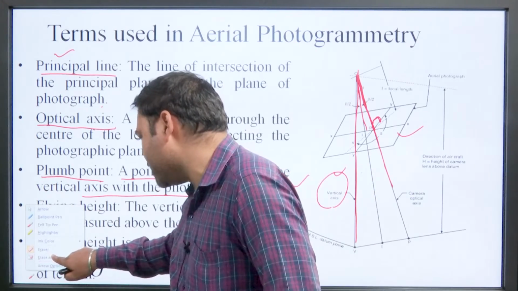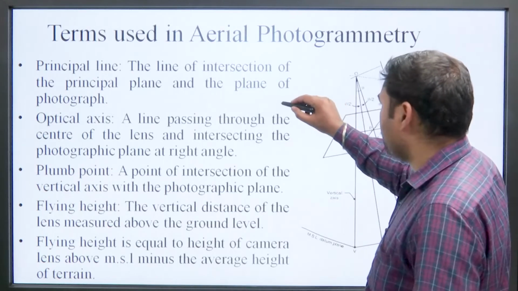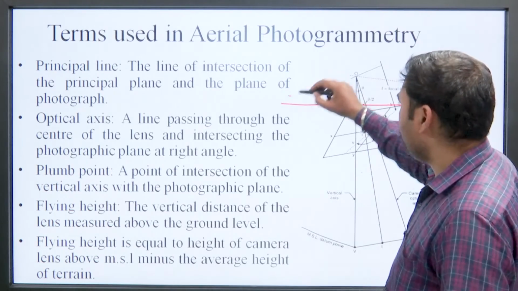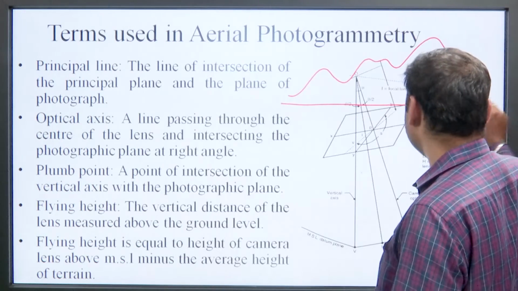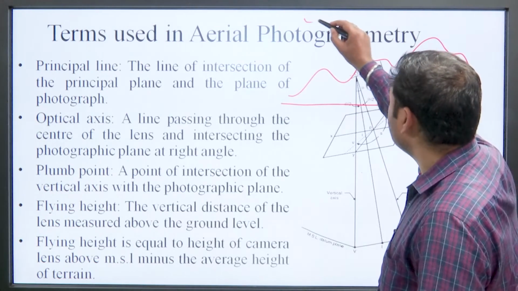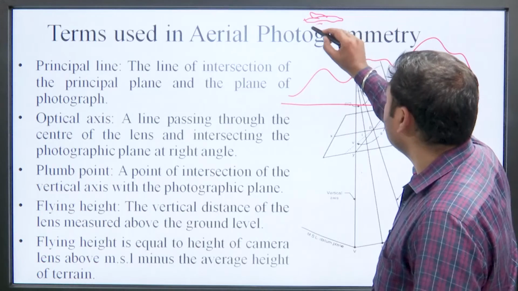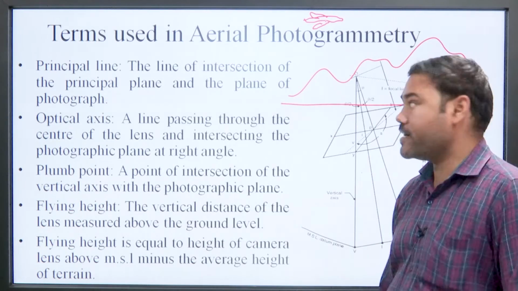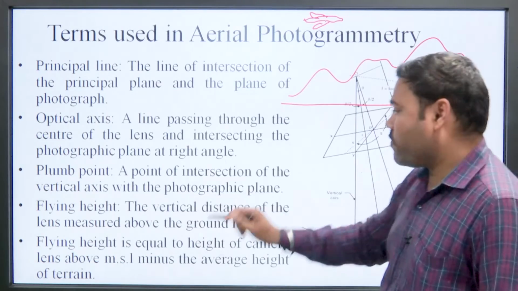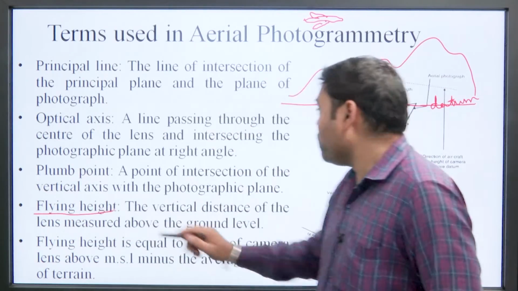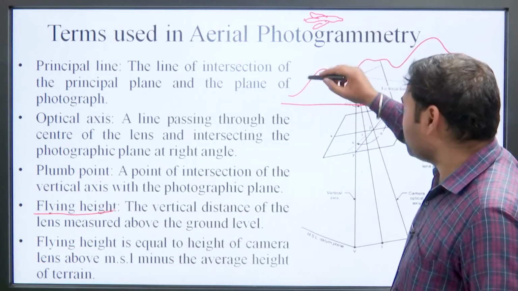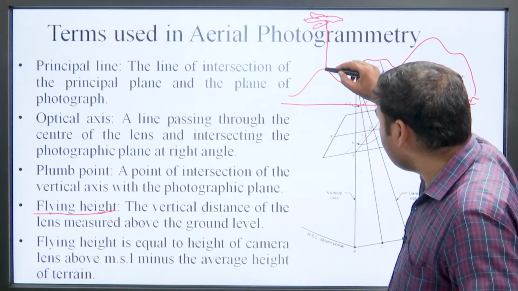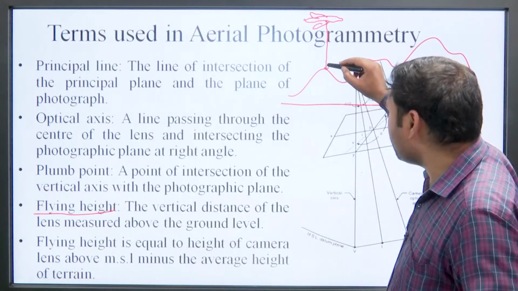Talking about flying height, assume this is the datum or mean sea level, and this is the elevation of the ground, and there is a plane in which the camera is mounted. Now, defining flying height, we can say that it is the height of the camera above the ground level, not mean sea level, only the ground level.